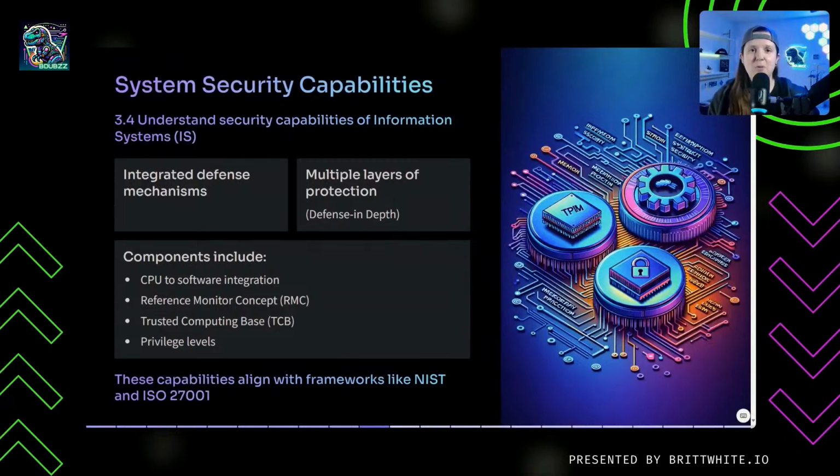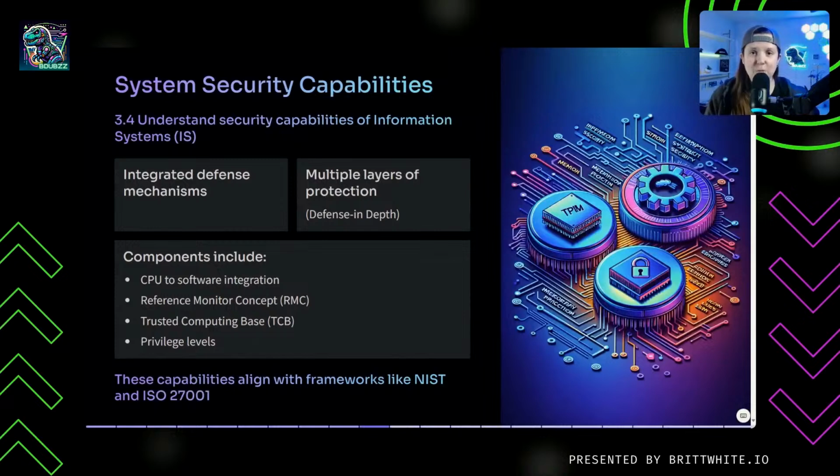We'll kick off with big picture ideas like the reference monitor concept and the trusted computing base. Then we'll get into the nitty-gritty: CPUs, storage, middleware, and more. Along the way, we'll see how privilege levels and defense in depth make the whole system tougher to crack. These capabilities don't work in isolation. They form an interconnected security mesh that aligns with frameworks like NIST and ISO 27001.